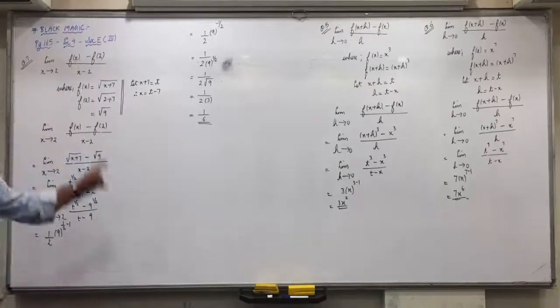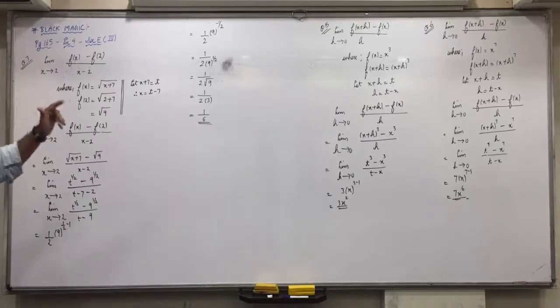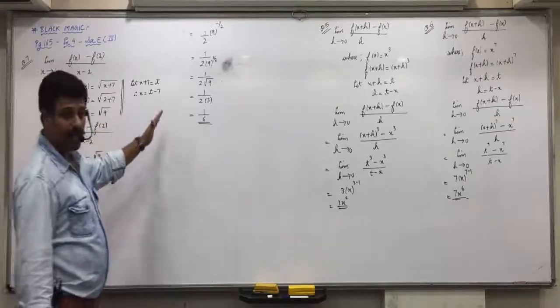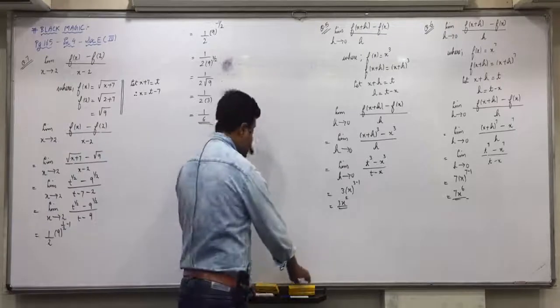Okay? Any confusions in this? 9 raised to minus 1 by 2, you will bring it to the denominator. 9 raised to 1 by 2 means square root of 9. Square root of 9 is 3, so 2 into 3, 6. All of you are clear with this?